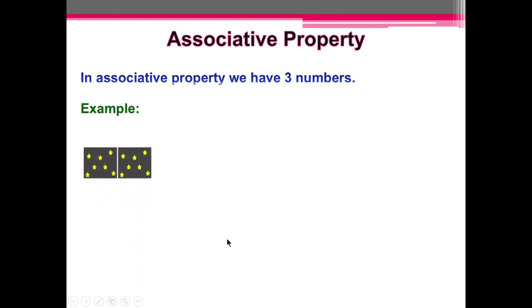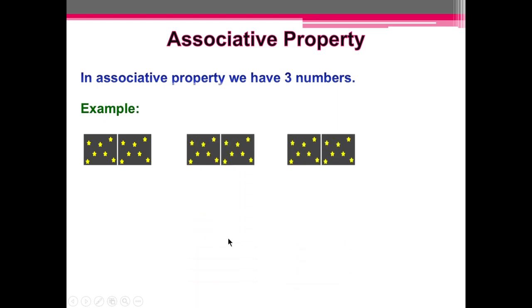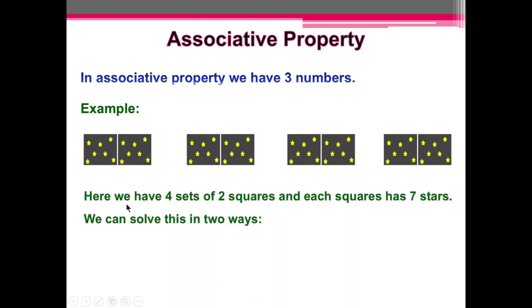Now, next property, associative property. In associative property, we have three numbers. Remember, we did this earlier? Yes. Let's take an example. Wow, can you see? Beautiful stars are here. Well, what we have to do here, we have four sets of two squares and each square has 7 stars. So, shall we count and see? Let's count number of sets. 1, 2, 3, 4. We have 4 sets.